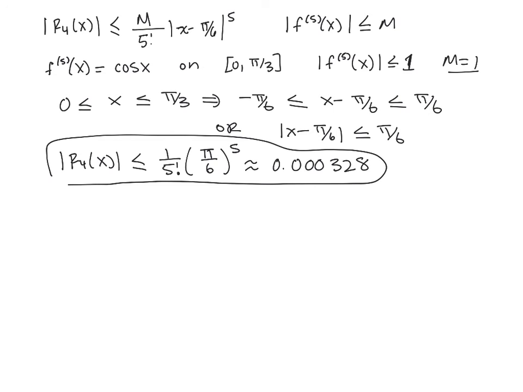Next, we're going to use this result to estimate sine of 38 degrees correct to 5 decimal places. So the first thing is that you need to convert that 38 degrees into radians. So 38 degrees times pi over 180 is the same thing as 38 pi over 180, which is 19 pi over 90.